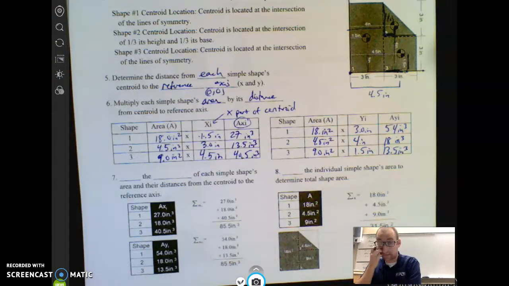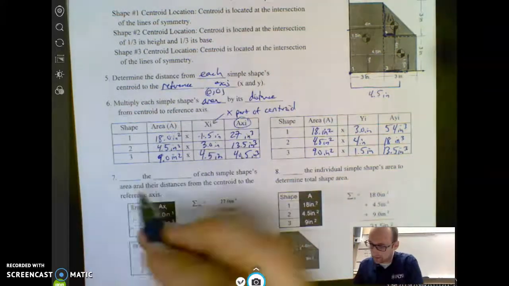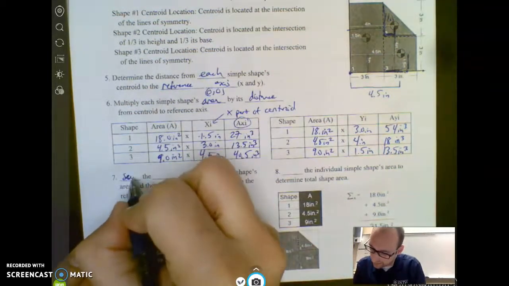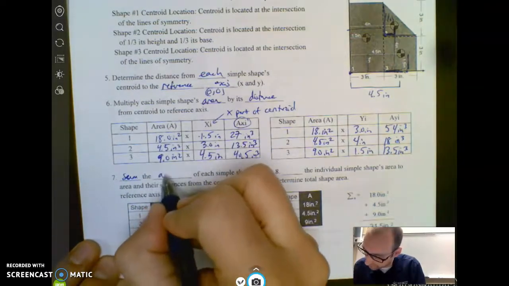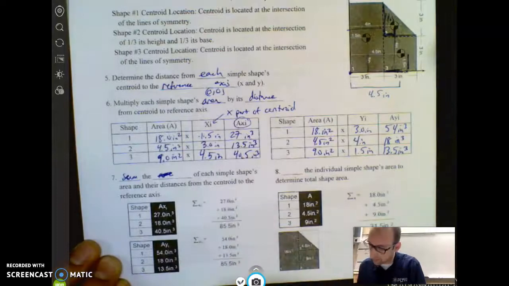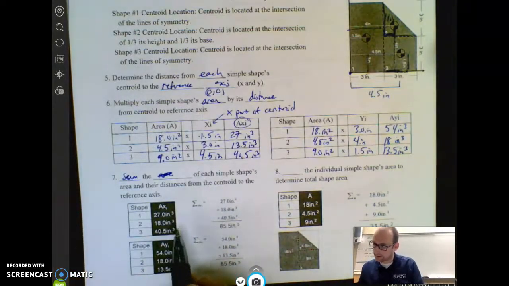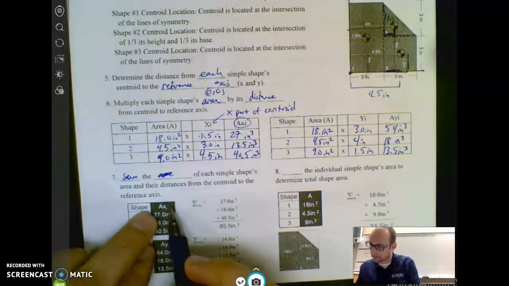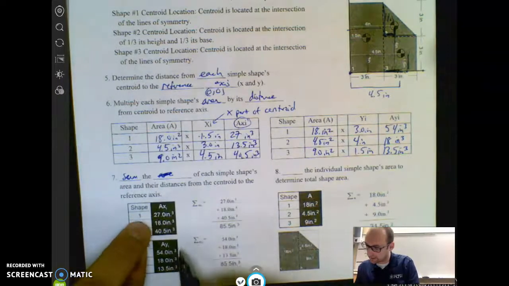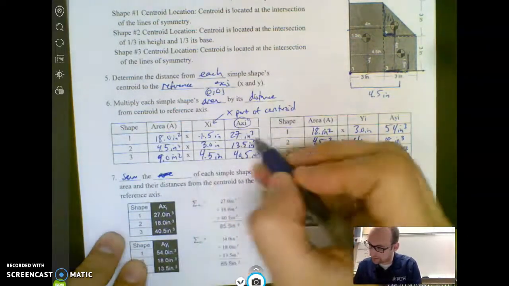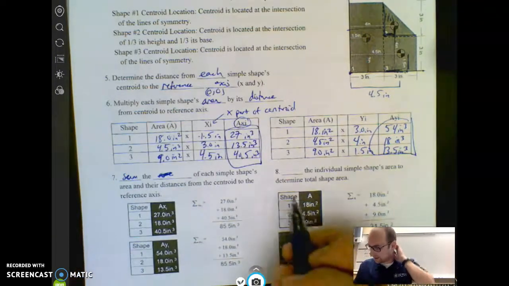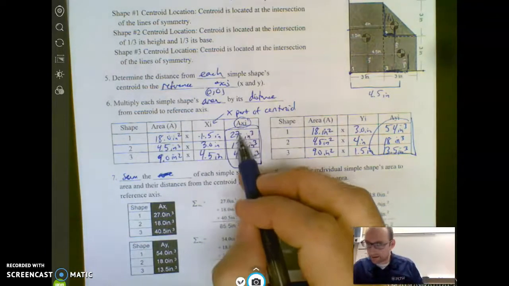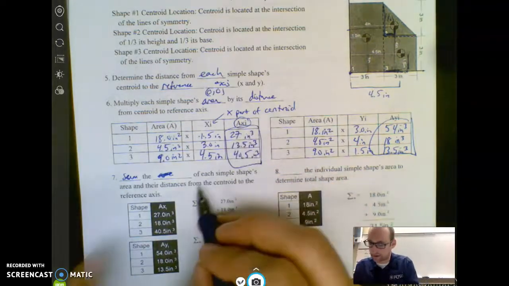Okay, so now what we're going to do is take the sum of each simple shape's area. We're going to take the sum of the x's and the sum of the y's. Those things we just came up with. So I'm going to make the sum of that, the sum of that. Okay, because this is area times the x part. It's basically going to make our weighted grades.